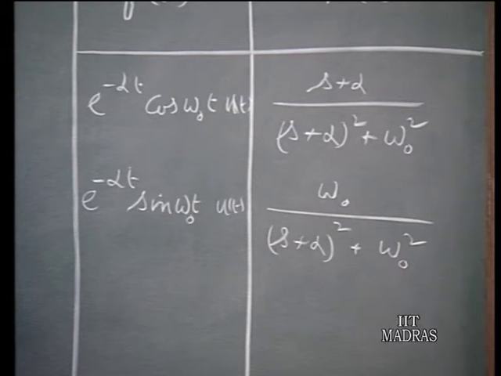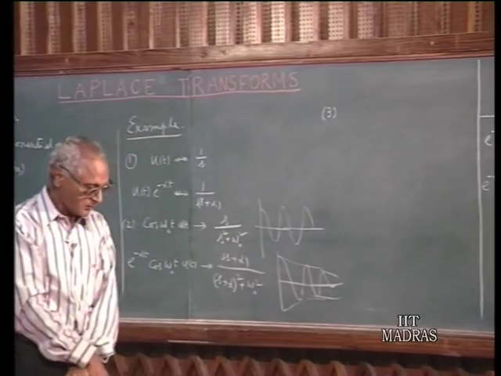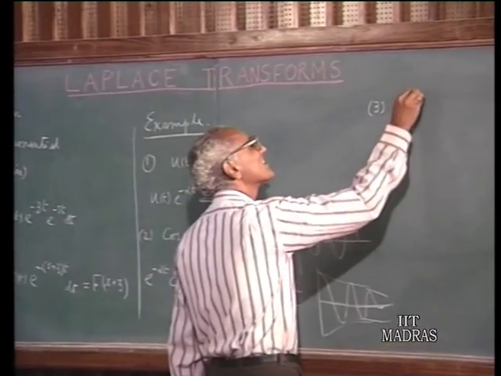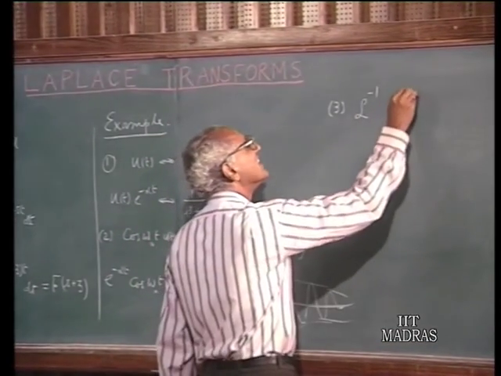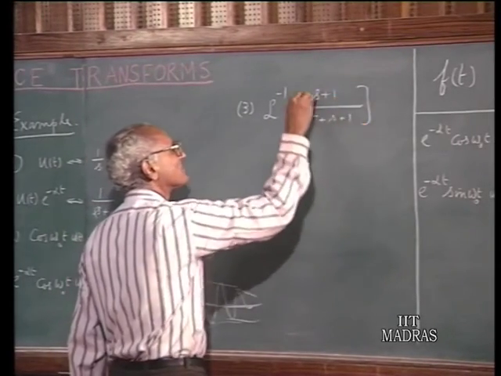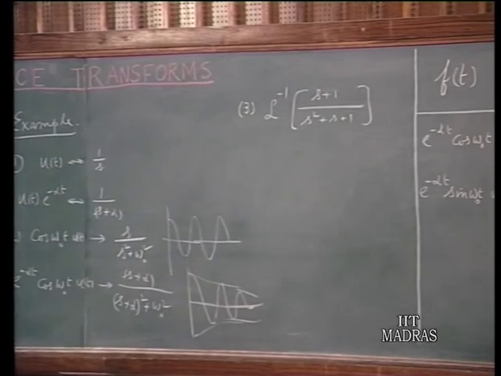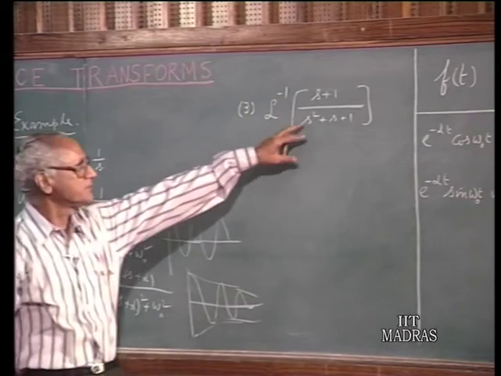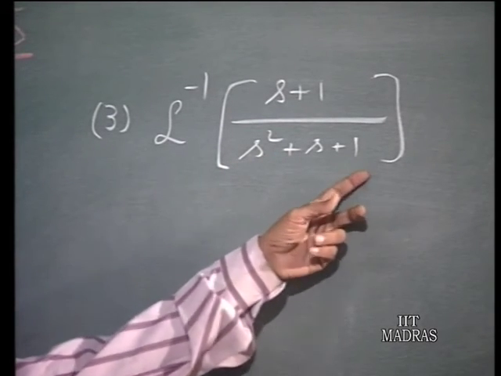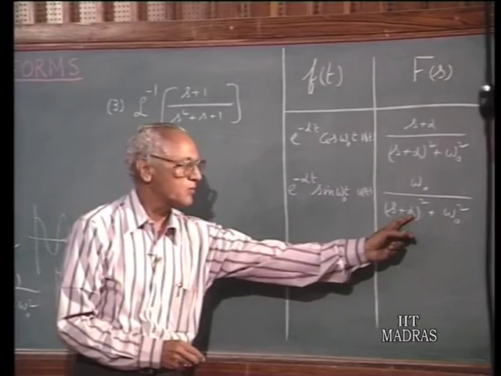Visualizing this in this fashion will be very important when you are sometimes taking the inverse Laplace transform of functions where a quadratic exists in the denominator. For example, suppose I ask the question, what is the inverse Laplace transform of, say, s plus 1 over s squared plus s plus 1? Now, note that the poles of this rational function, or the zeros of the denominator polynomial, are complex. In that case, s squared plus s plus 1 can be put in this form, s plus alpha whole squared plus omega naught squared.